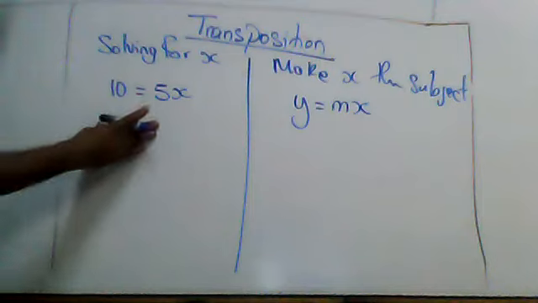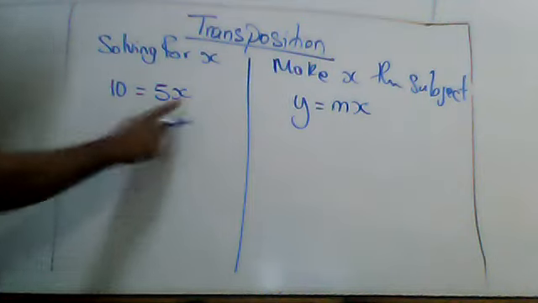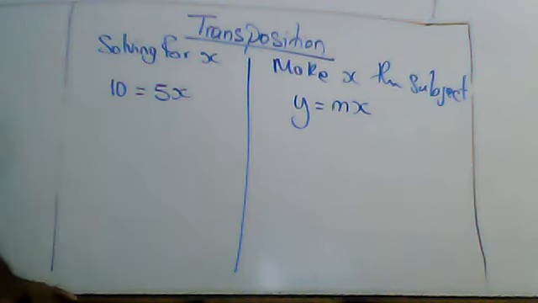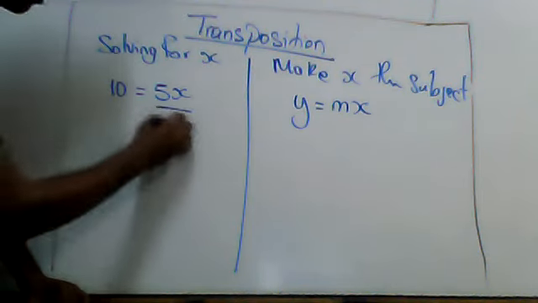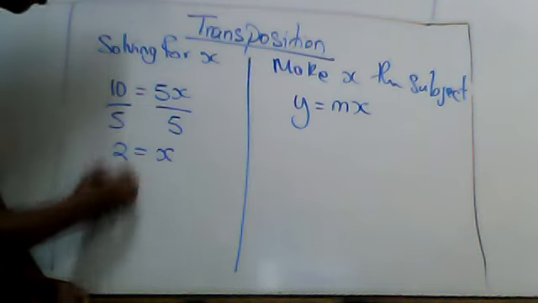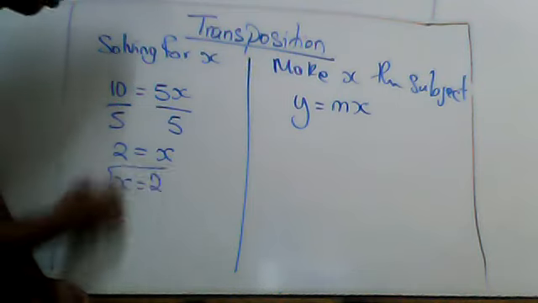Now, with this one, we need to solve for x. What can we do? We have 5x equals to 10. What are we going to do? Divide. We are going to divide both sides by 5. So x would be equal to 2. So this would be the answer.